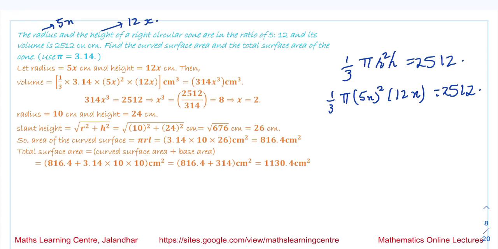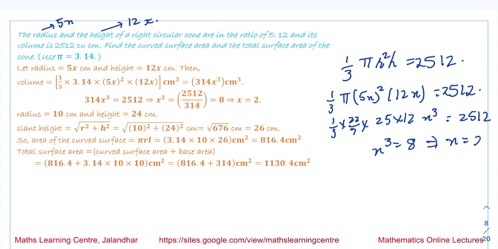So this gives us 1 by 3 into 22 by 7 into 25 into 12 x cube is equal to 2512. When you solve this, you will get x cube is equal to 8, and this gives us x is equal to 2. So what we get is that the radius, that is 5x, is 10 centimeter, and the height, that is 12x, is 24 centimeters.